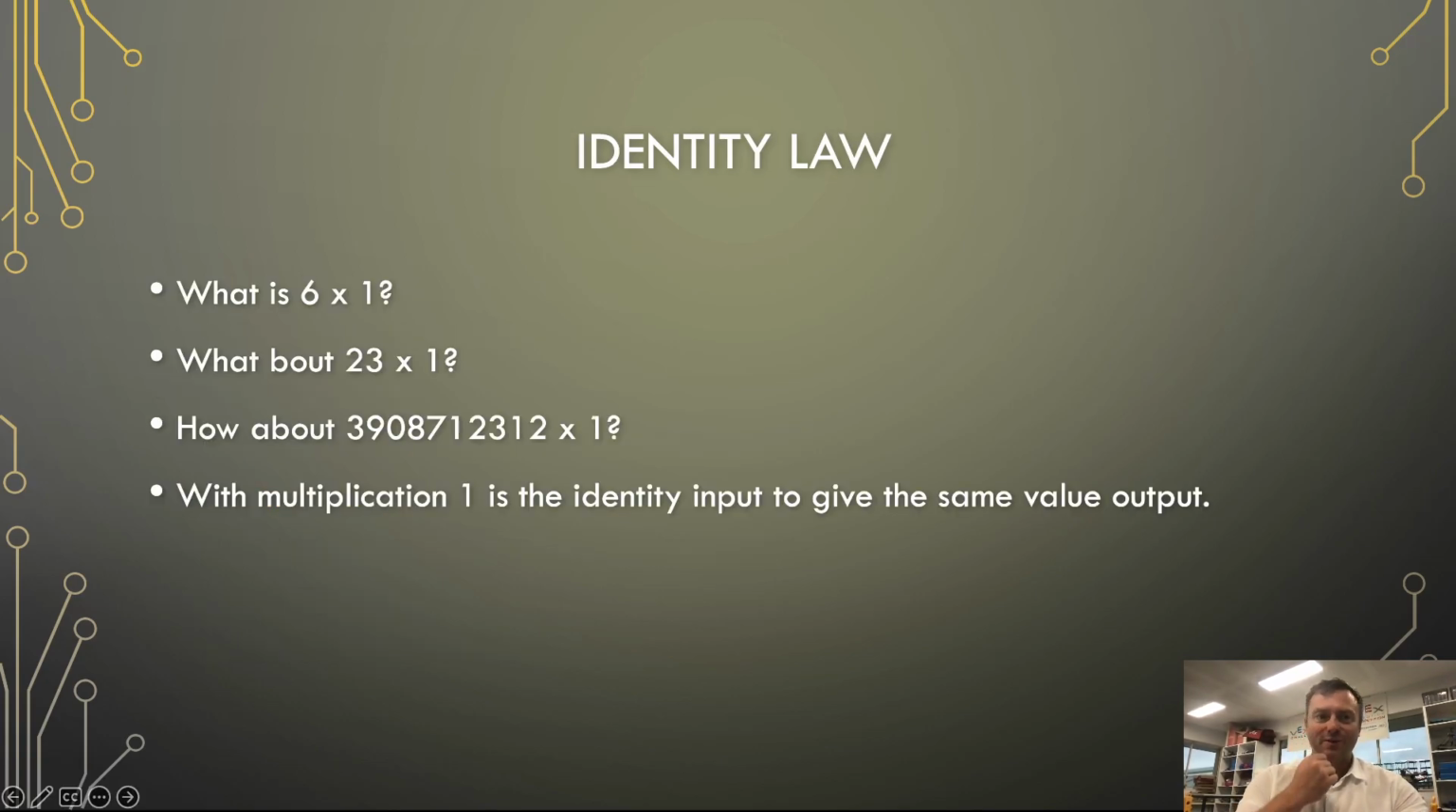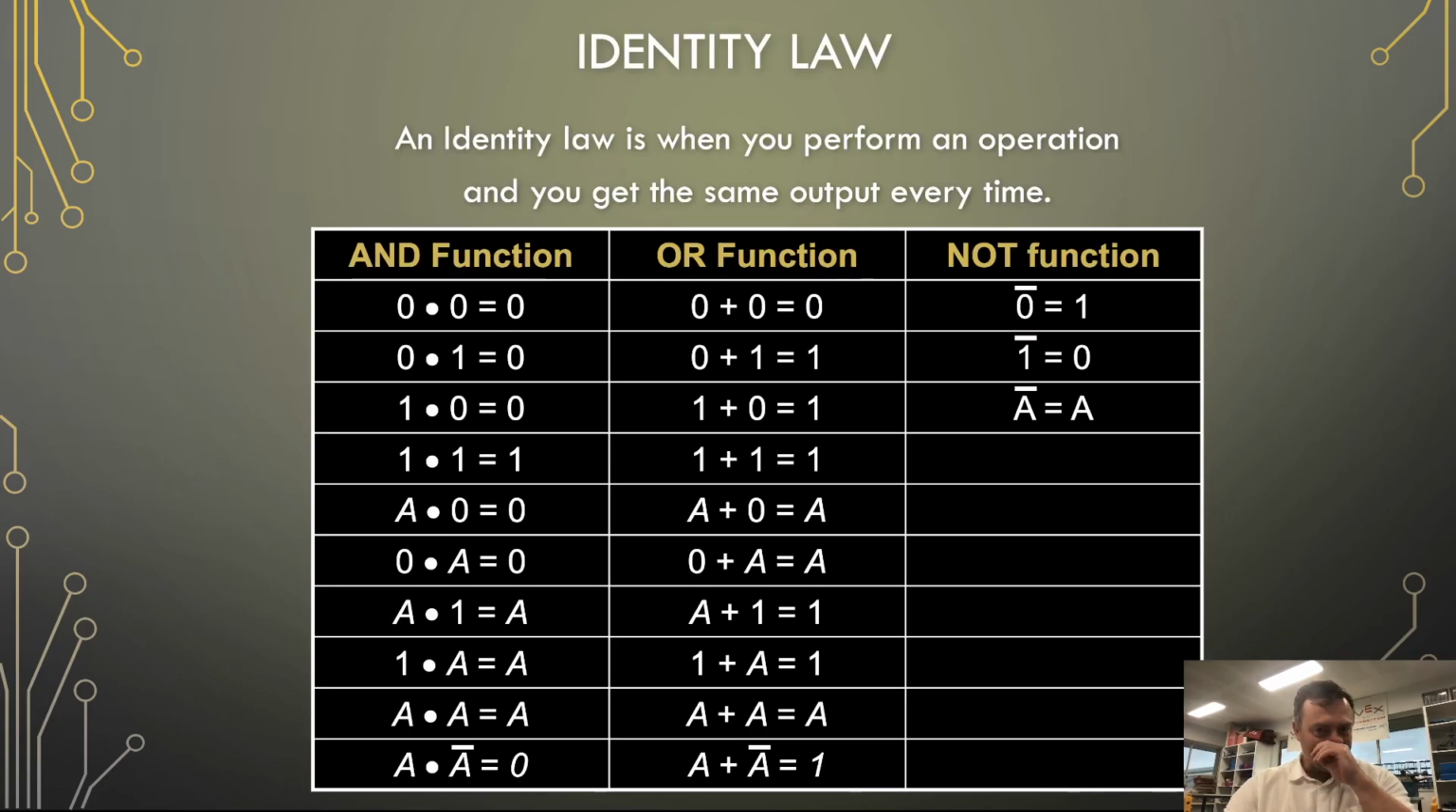So first of all, we've got a thing called the identity law. So we need to think, what is 6 times 1? Well, that just gave us 6. 23 times 1 gave us 23. That huge number times 1 gave us that huge number. So when we multiply by 1, that is what we call the identity. So what we input in, we get exactly the same output. The same works with adding. So if you add on 0, it works out exactly the same.